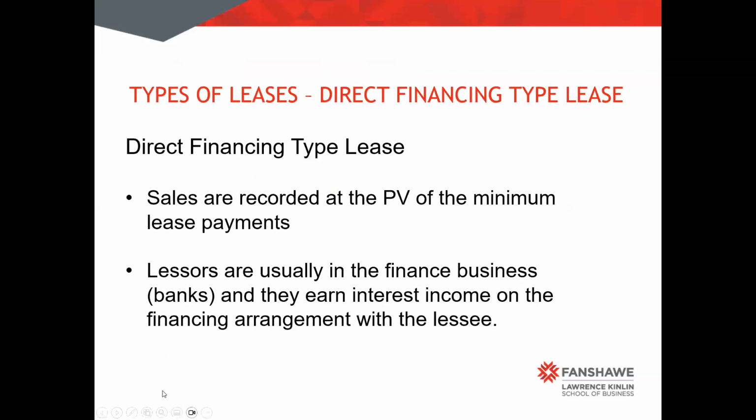All right, so under leases, there are some different types. First one we'll talk about is direct financing type lease. So any sales on a direct financing type lease are recorded at the present value of the minimum lease payments. So the seller or buyer, it doesn't matter which side, you look at the lease payments over the life of that asset and present value them, and that becomes your direct financing sale or purchase price.